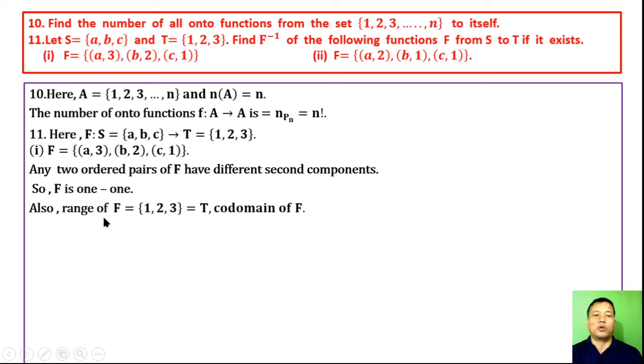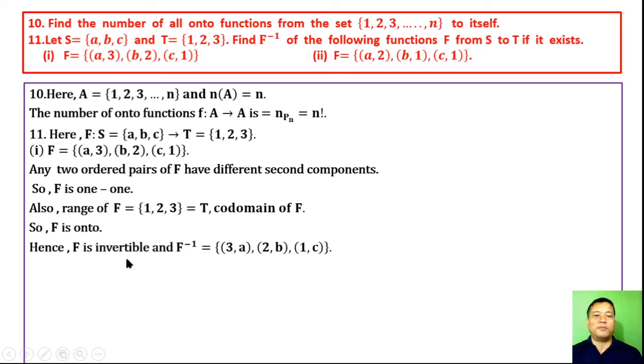So f is one-one. For the range also, the range of f, the second components are 1, 2, 3, which is equal to T, the codomain of f. So f is onto. So f is onto and one-one, hence f is invertible and f inverse equals {(3,a), (2,b), (1,c)}.